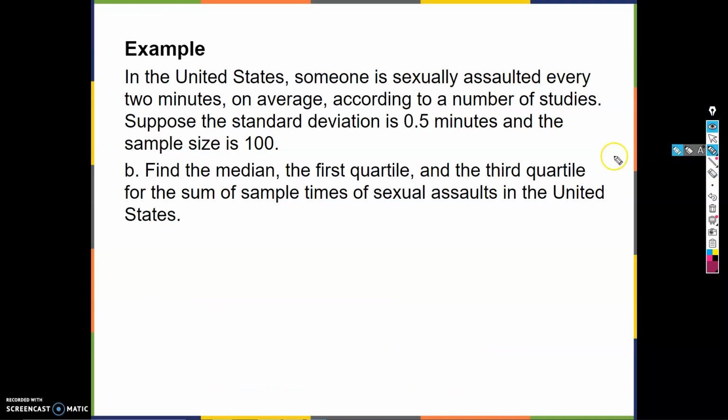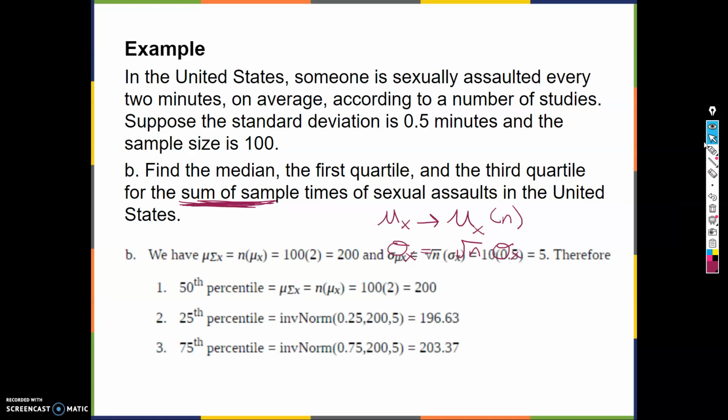Find the median, the first quartile, and the third quartile for the sum of the sample. So for sums, remember, mu of x goes to mu of x times n. So now our new mean is the mean times n. Our new standard deviation is the square root of n times the old standard deviation. And then we throw it in our calculator the same.